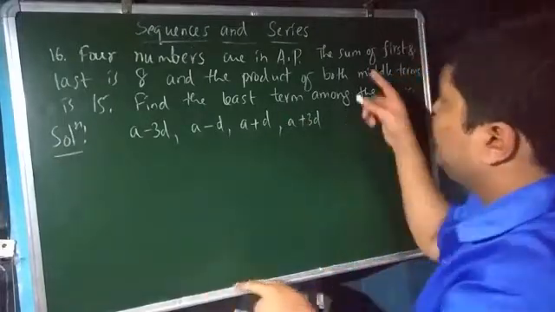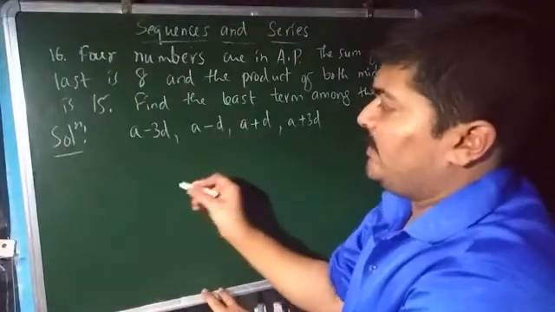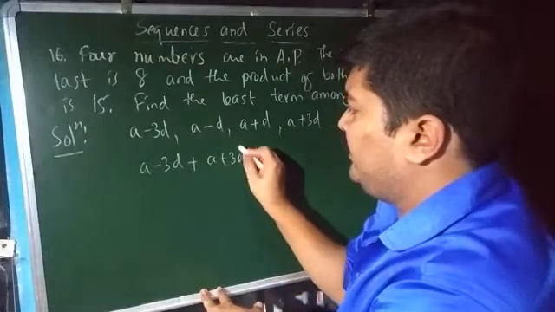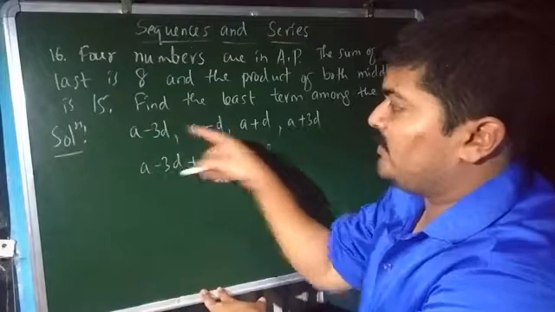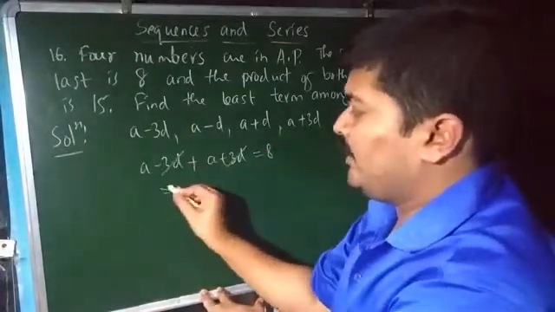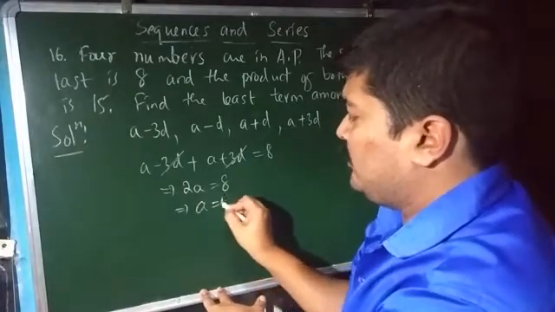Now, what have they given? They have given that the sum of the first and last is 8. That implies a minus 3d plus a plus 3d is equal to 8, because this one is the first term and this one is the last term. Now see here, 3d gets cancelled. What are you left with? 2a is equal to 8. Now this implies a is equal to 4.